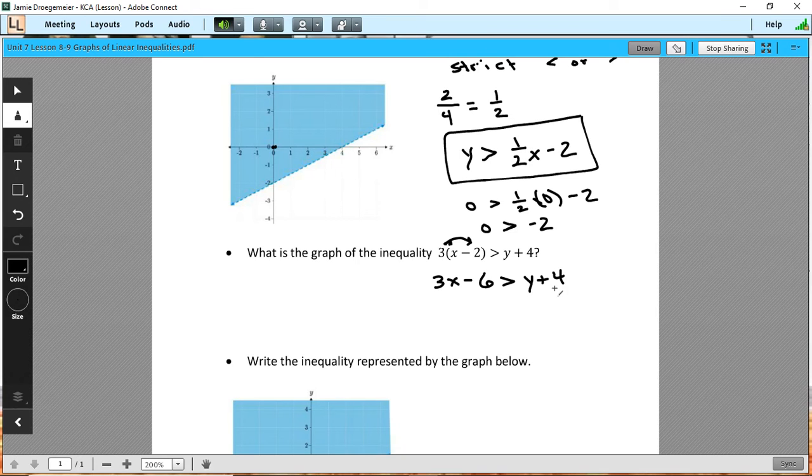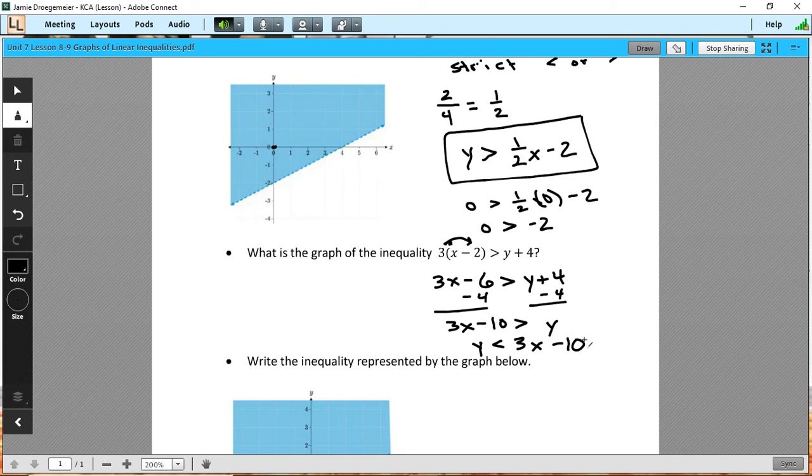And I want to isolate that y, so I'm going to subtract 4 from each side. And when I do that, I get y here. And then this would be 3x. Negative 6 minus 4 would be minus 10. And so I'm going to flip this so that it's going like my normal slope-intercept form. If I switch everything around, I also have to switch the direction of that symbol. So y is less than 3x minus 10 is what I'm coming up with for that inequality.